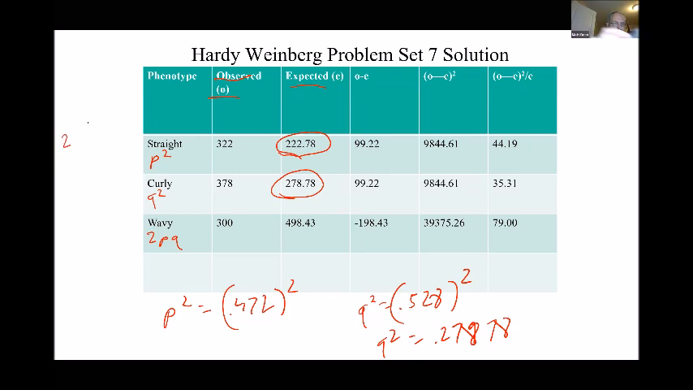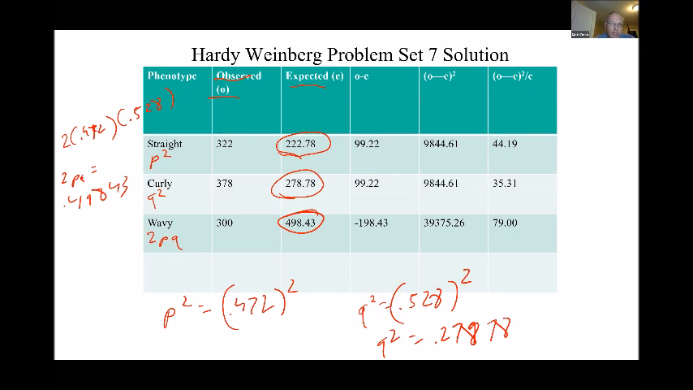Repeat that calculation for the wavy-haired individuals. So 2 times p, 0.472, times q, 0.528. And when we do that, that gives us 2pq is equal to 0.49843. Multiply that by 1,000 to get the number of individuals in the population, and that gives us this number.